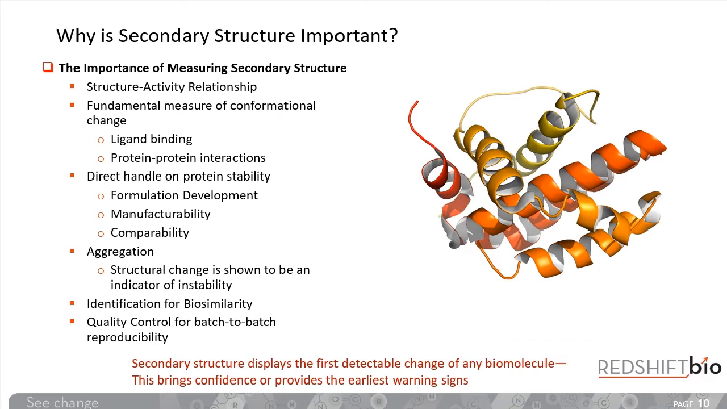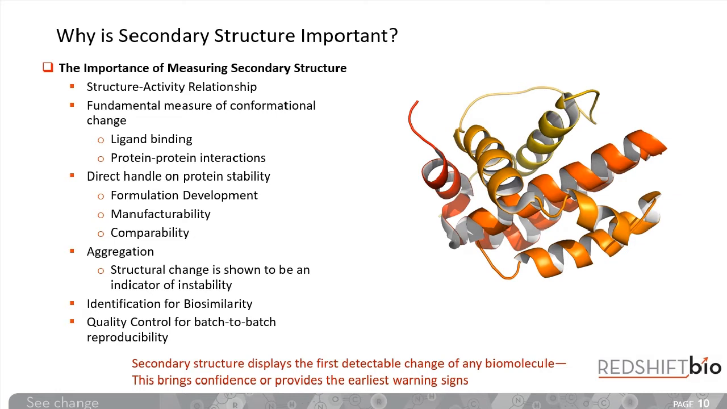Why is secondary structure so important? You cannot have correct tertiary and quaternary structure without the correct secondary structure. Secondary structure can change based on ligand binding and protein-protein interactions. A drug's formulation can affect its secondary structure as well as its stability.